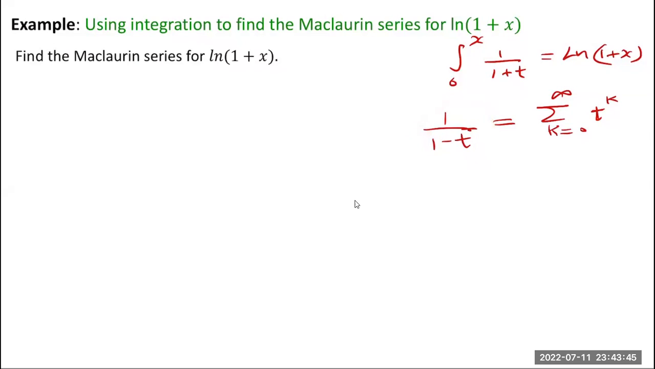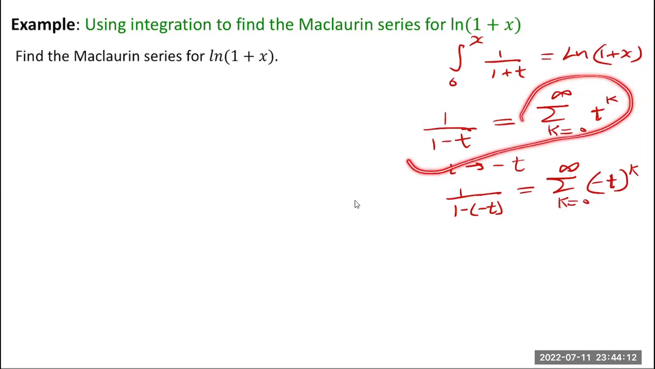What I'm going to do is replace t by minus t. That will give you 1 plus t, and that becomes minus times minus t, which is equal to sigma k goes from 0 to infinity of (minus t) to the power k. I'm just replacing my t by minus t in this equation. Then this becomes 1 over 1 plus t. That's exactly what you need.